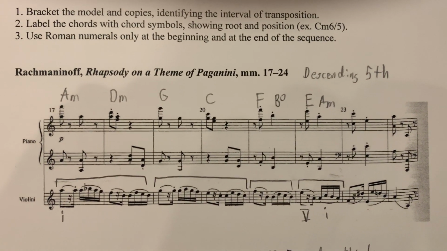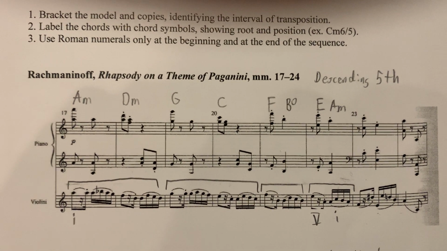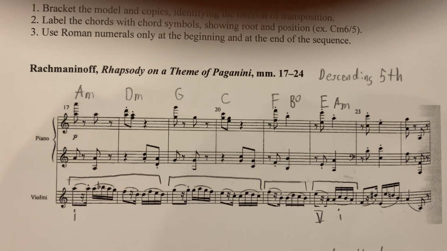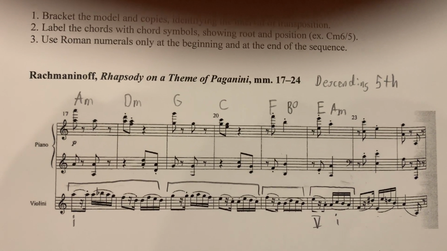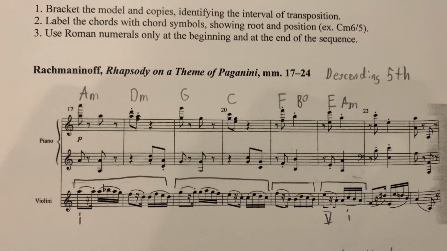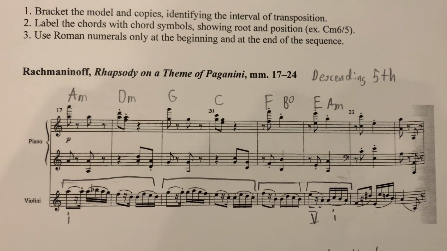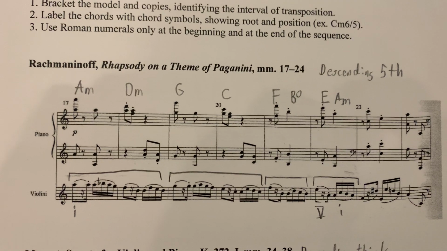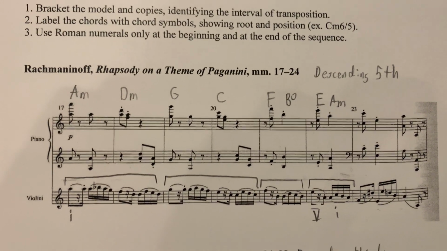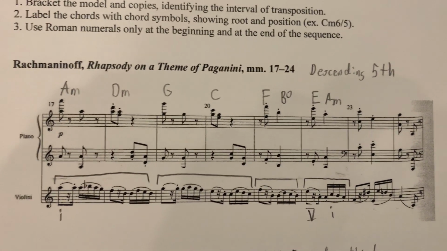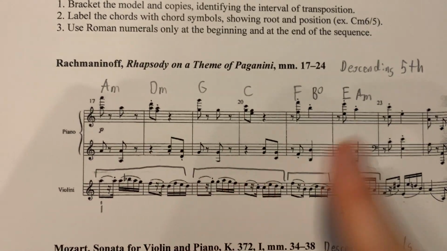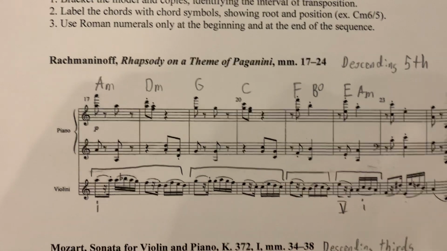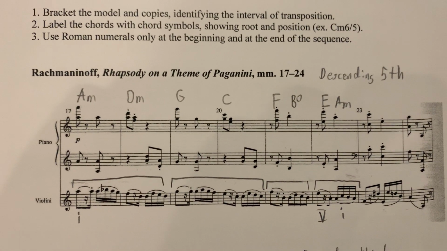So this is what your analysis should look like. And again, I'm using various bits of information to figure this out. I'm looking at the model and copies and seeing how it's transposed. Then I'm analyzing the chord roots, and that helps me figure out what the sequence is. And then I just use Roman numerals at the beginning and the end to see how this whole thing functions in the larger sense. But the Roman numerals through the rest of it are not really functional. They don't really get functional till around here, just moving through a sequence.